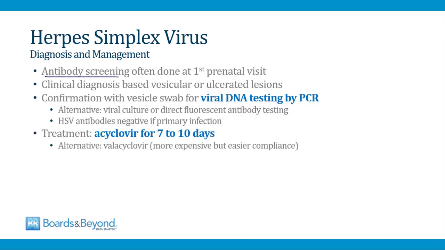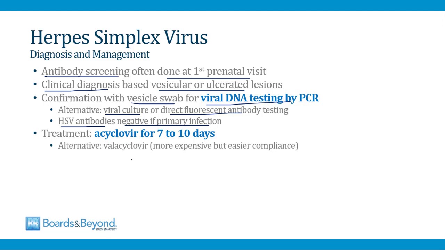Antibody screening for HSV antibodies is often done at the first prenatal visit to determine if a mother has had past exposure. During pregnancy, a clinical diagnosis of genital herpes is made based on the presence of classic vesicular and ulcerated lesions, like what we saw in that picture 2 slides ago. You can confirm the diagnosis with a swab of a vesicle sent to the lab for viral DNA testing by PCR. As an alternative, sometimes viral culture is done, or sometimes direct fluorescent antibody testing is done to identify viral proteins. And then, as I mentioned earlier, HSV antibodies will be negative if it's a primary infection.